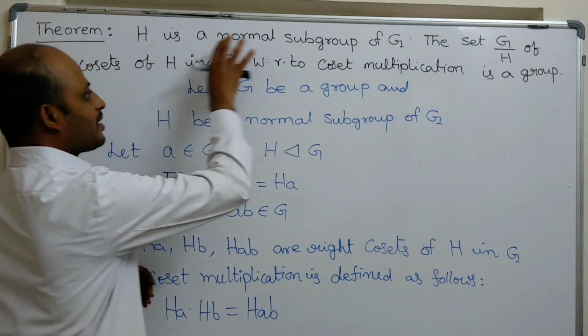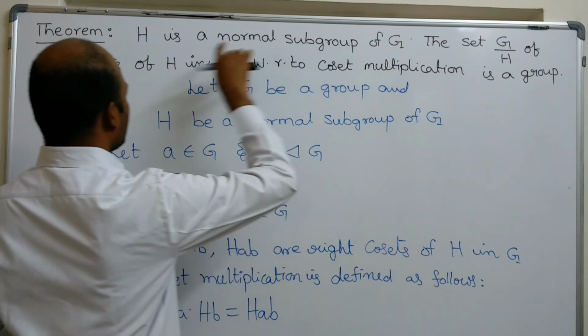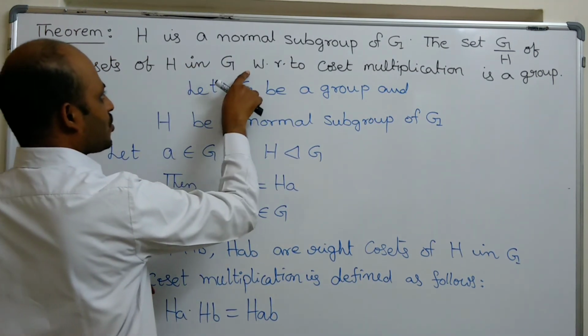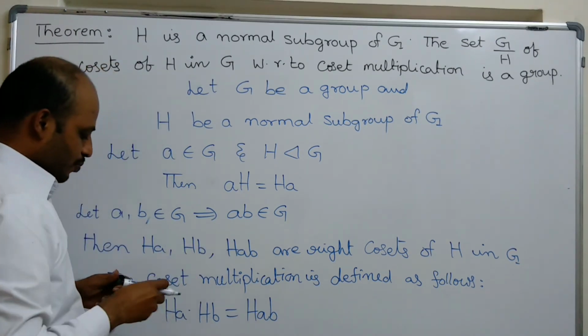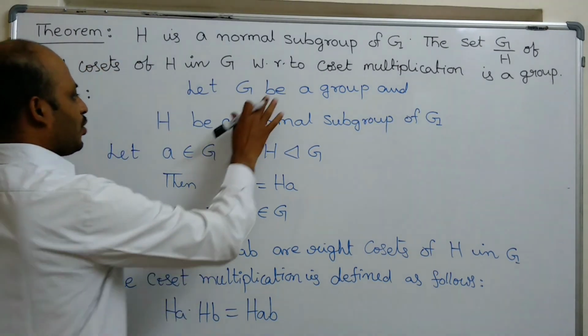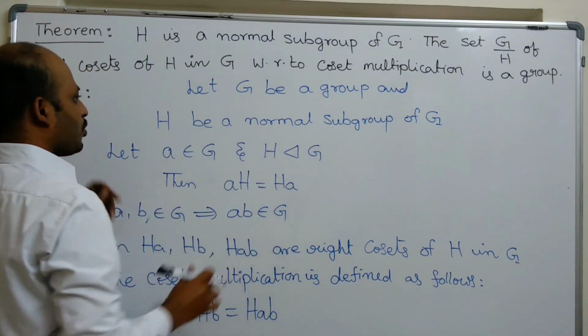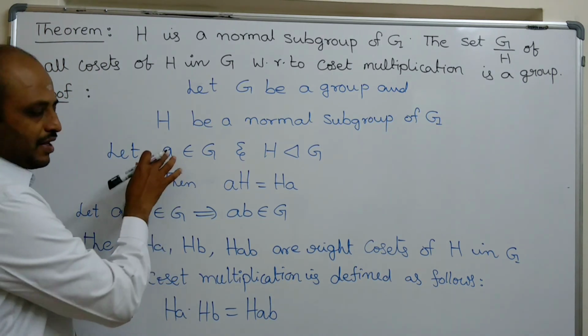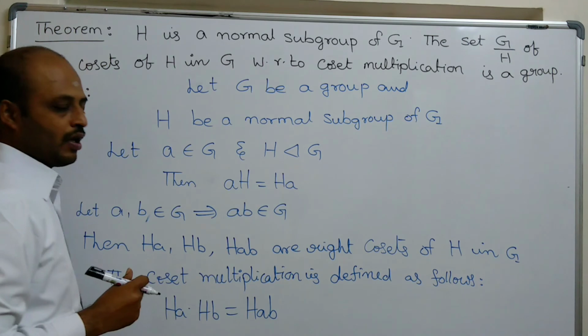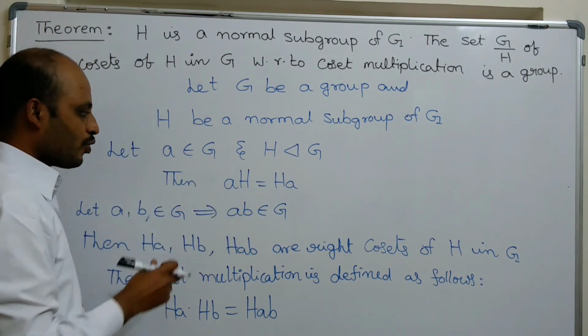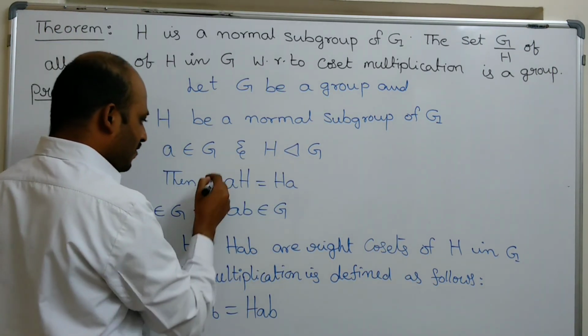So H is a normal subgroup of G. The set G by H of all cosets of H in G with respect to coset multiplication is a group. Let us prove this statement. Let G be a group, H be a normal subgroup of G. Take an element A belongs to G, and H is a normal subgroup of G. So because H is a normal subgroup of G, AH is equal to HA.